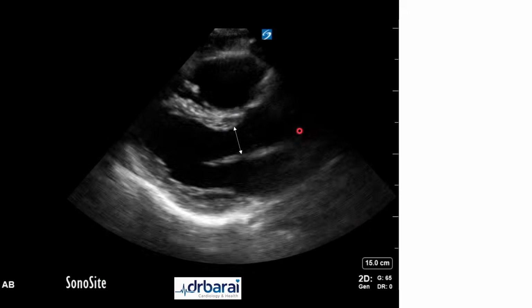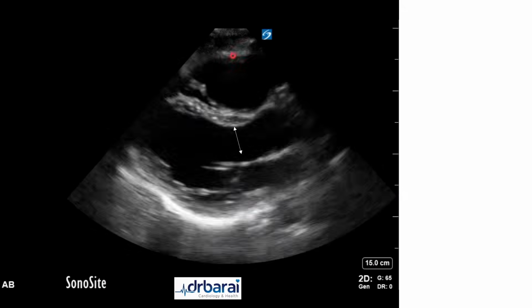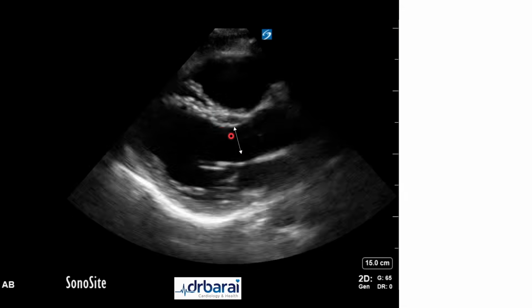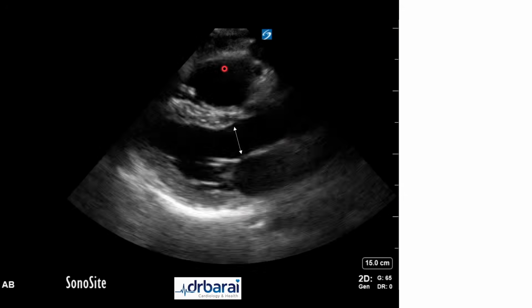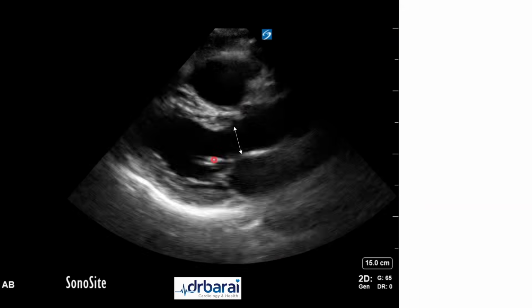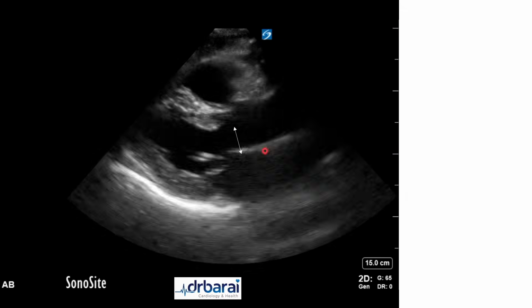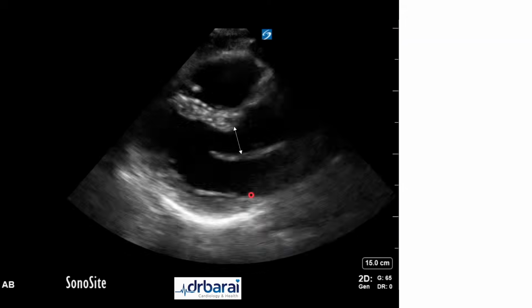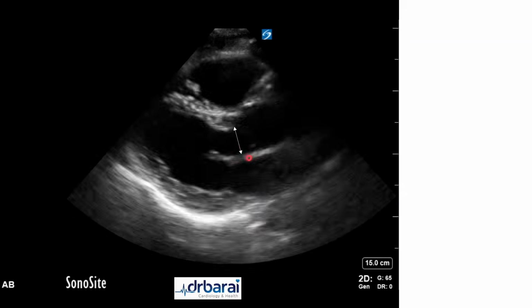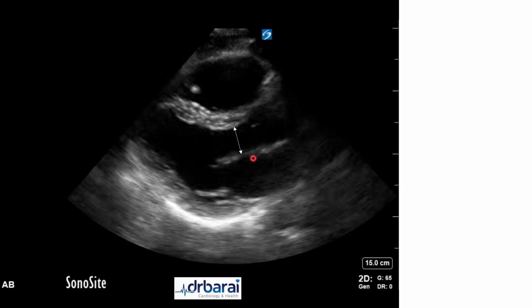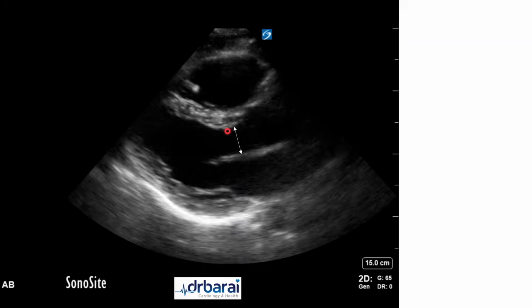So this is again the same picture that I have shown you earlier. This is the interventricular septum. This is the left ventricular outflow tract. We have the right ventricle here, left ventricle here. The aortic valve is here. As you can see, the aortic valve annulus is here. Ascending aorta is here. Left atrium is here. Now this is the anterior leaflet of the mitral valve, and this is the interventricular septum.